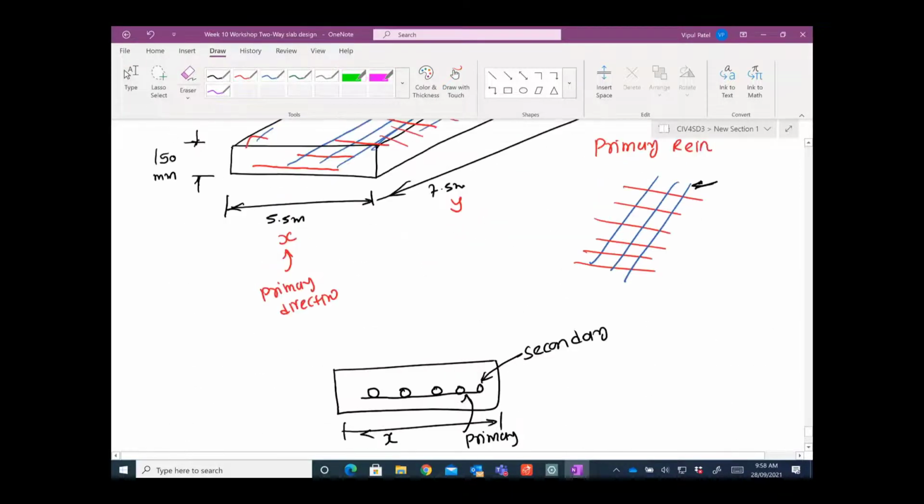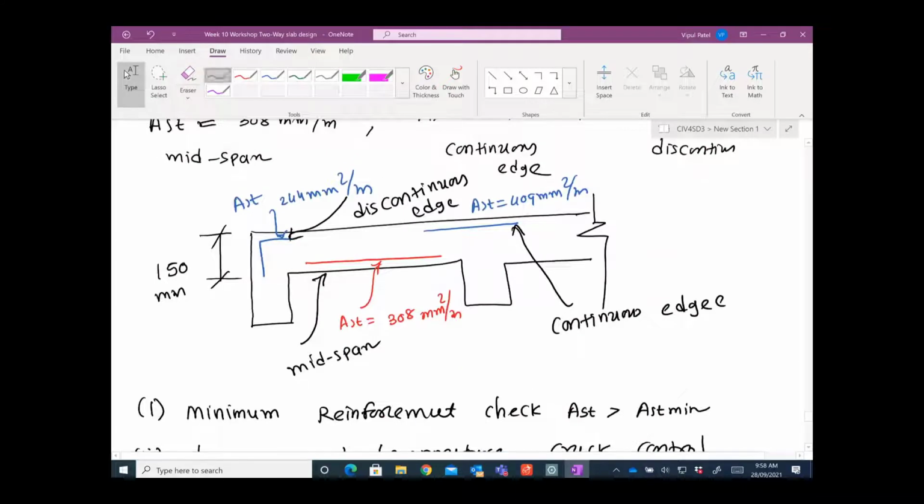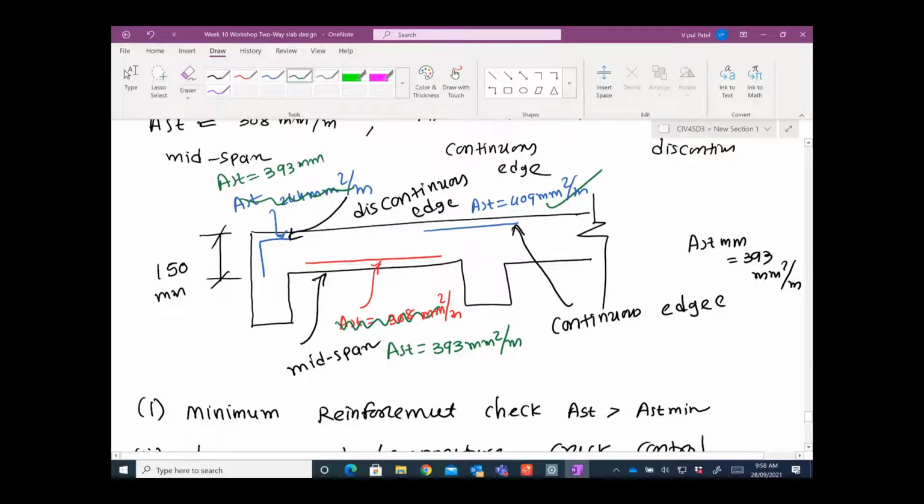Now this 394 millimeter square per meter, let's check again. Remember, AST minimum is 393. Let's see who is going to pass, meaning who is going to survive. This one is not going to survive because we need to change it, because it's less than that one. If you don't change it, then your beam will crack at the mid span. So to stop that cracking, we need to provide 393 millimeter square. This one is good because 409 is greater than 393. This one is no good again. We need to change it. AST is equal to 393 millimeter square per meter.